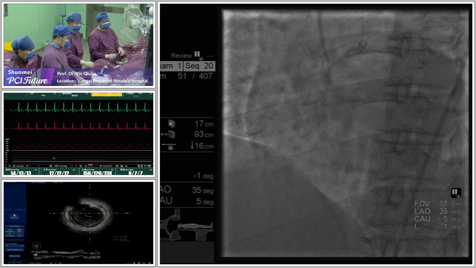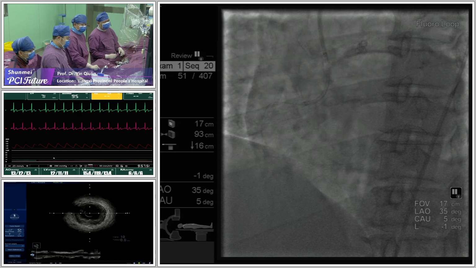Give me a double lumen catheter. RG3. Oh, my RG3.